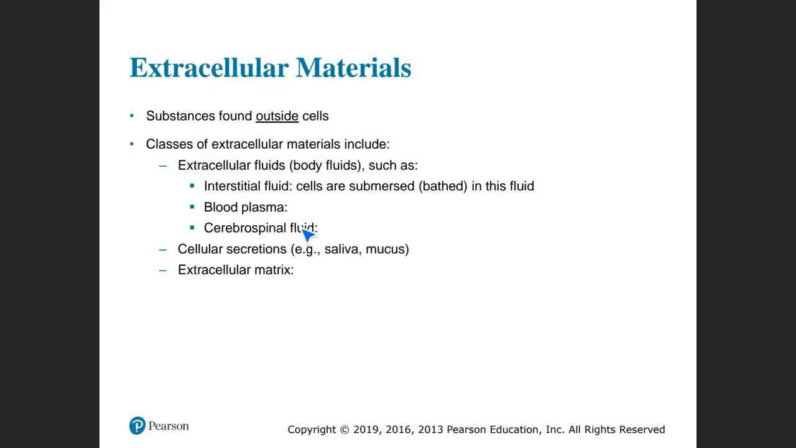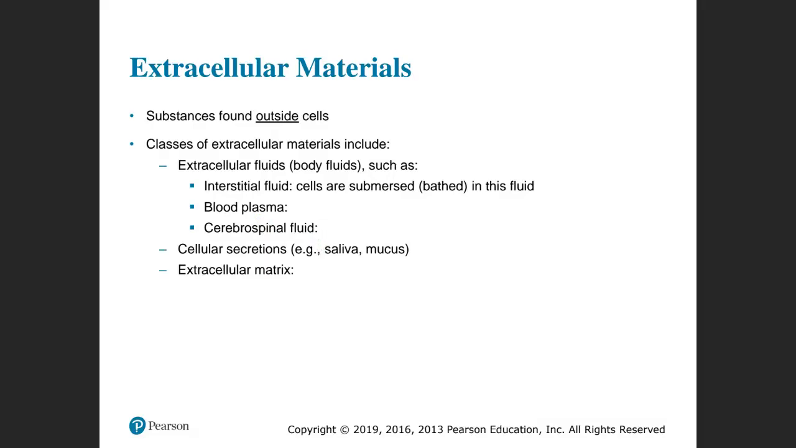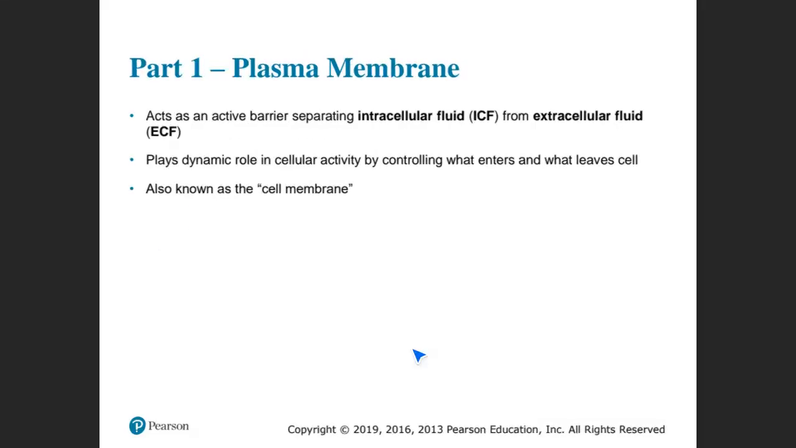Cerebrospinal fluid is another example of extracellular fluid. This is the fluid that nourishes and provides buoyancy to the brain and spinal cord. So let's talk about the plasma membrane first. This is our barrier that separates ECF and ICF, and it controls what goes into the cell and what leaves the cell, and sometimes it's just simply called the cell membrane.